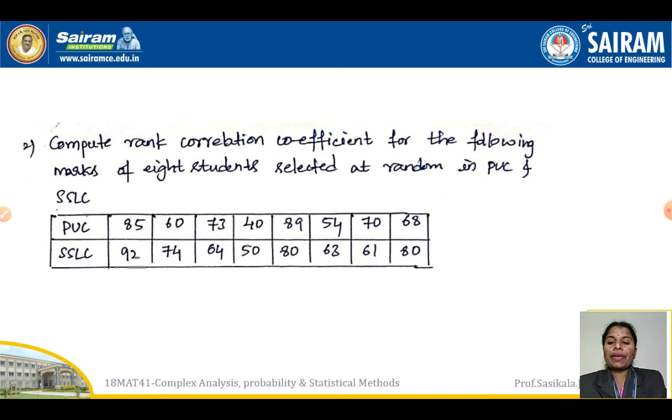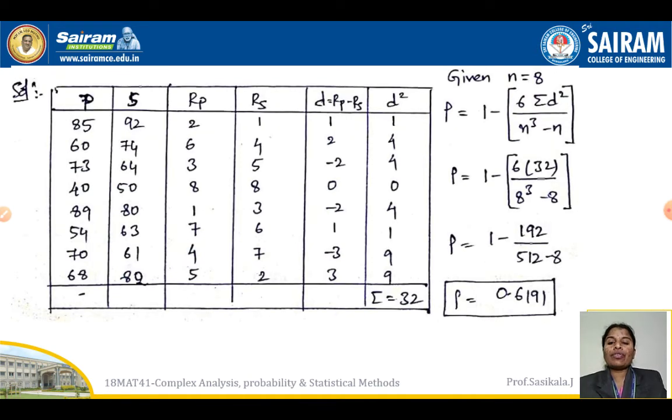Similar to the previous one, we have to give the rank for your PUC marks and SSLC marks. Then we have to find the difference. After that we have to find your D squared. From the PUC marks, I will get a rank P. Then from the SSLC marks, you can get your rank S. Now find your difference. D will be the difference of RP minus RS.